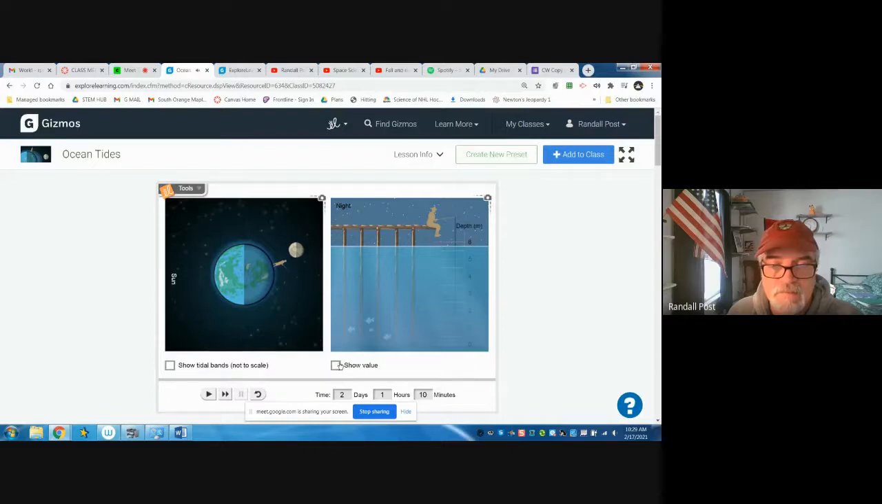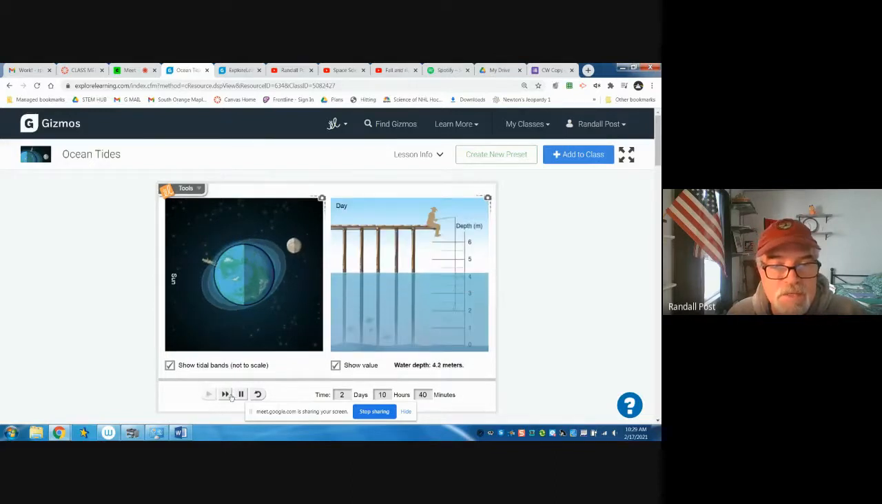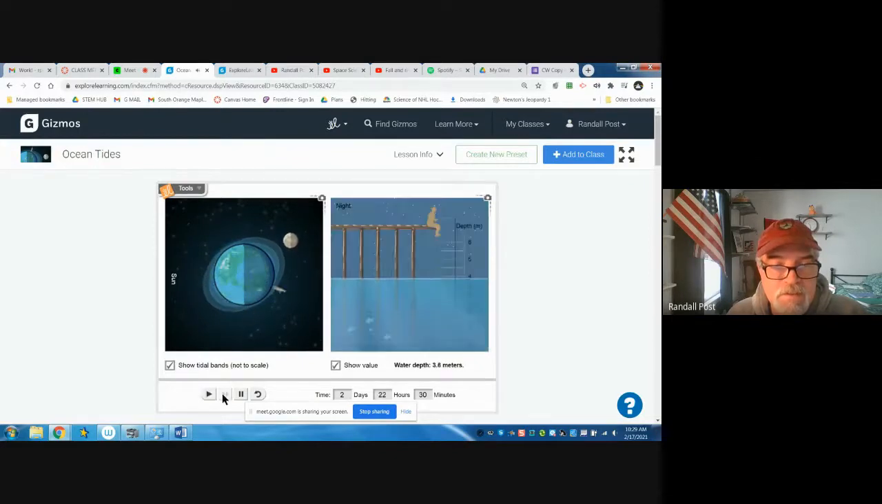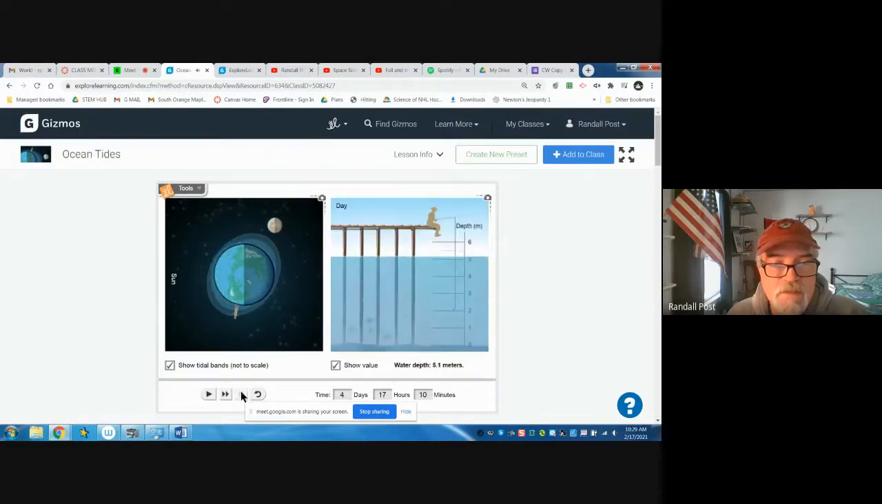We'll leave it on. We can also show the tidal bands. Okay, remember, this is an exaggerated depth, but it gives you an idea of where the deep water is. You can also speed up the cycle and get to some important places. Like the next one that we saw in the video was the neap tide.